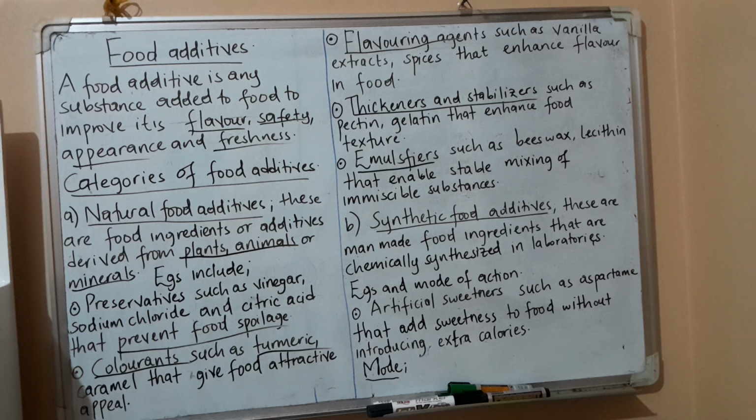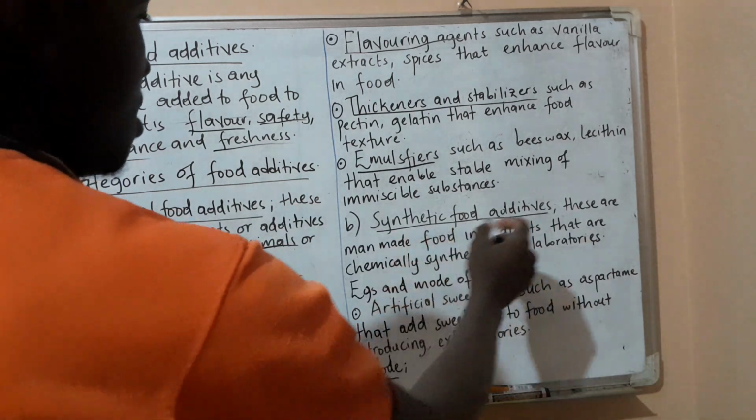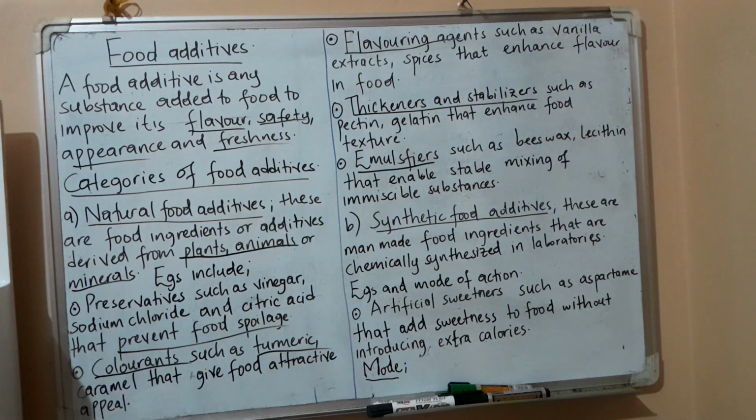So the key takeaway is that natural food additives are additives that are God-made or that are extracted from natural resources such as plants, animals, or minerals. They are not synthesized chemically in the lab. Then the other category of food additives is those that are synthetic. Synthetic food additives are synthesized chemically in the lab by man and are not in any way linked to natural resources. They are synthesized from organic compounds.